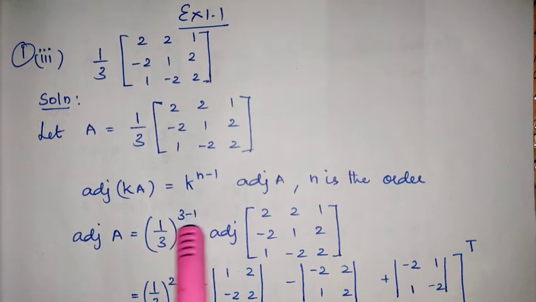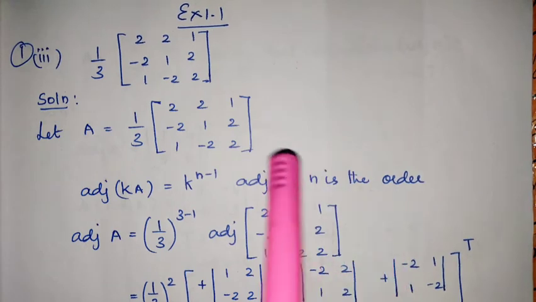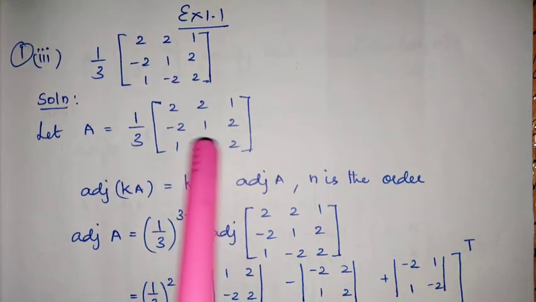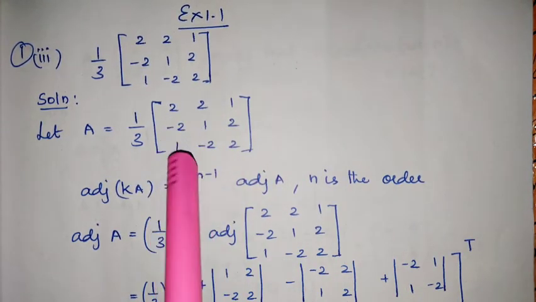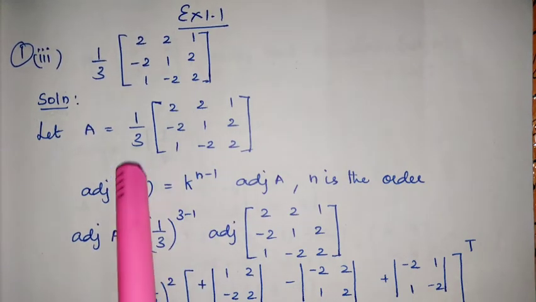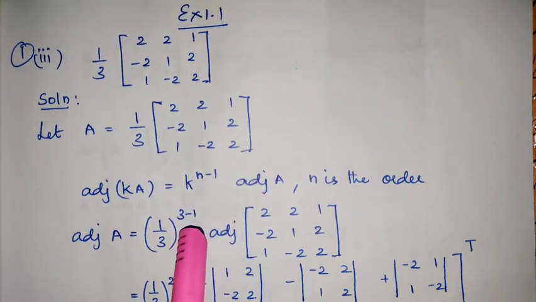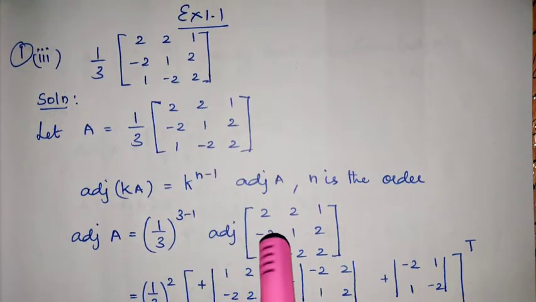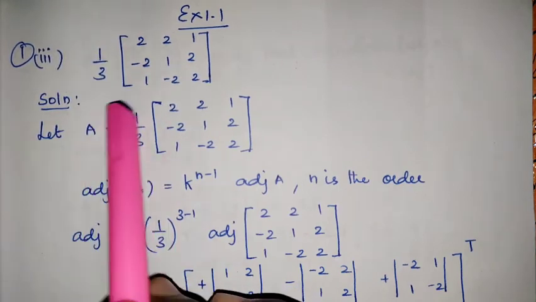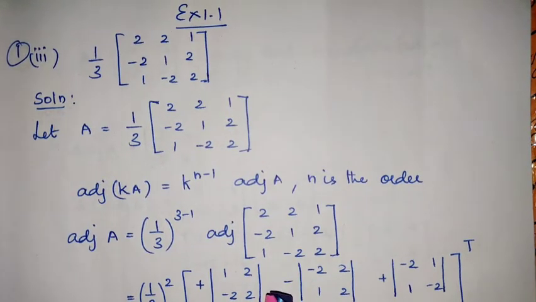Why 3? This n is the order of the square matrix. This is a square matrix, isn't it? It's a 3 by 3 matrix, a square matrix of order 3. So in the place of n, I have substituted 3. K is 1 by 3, and n represents the order, so it is 3 minus 1. Then for the adjoint, leaving the K, you have to find the adjoint only for this matrix. Very simple. Using this formula also, you can do the problem, which is very easy.